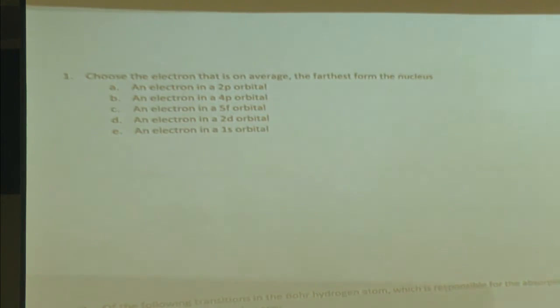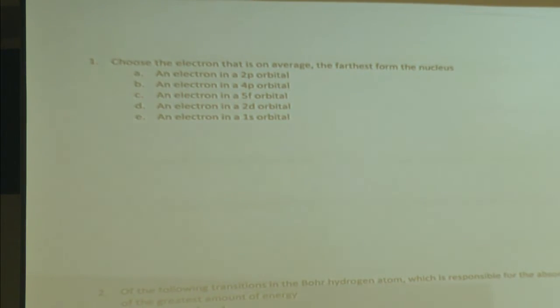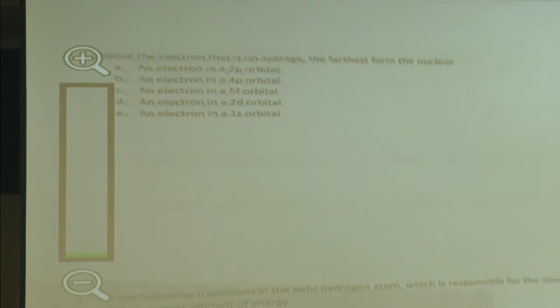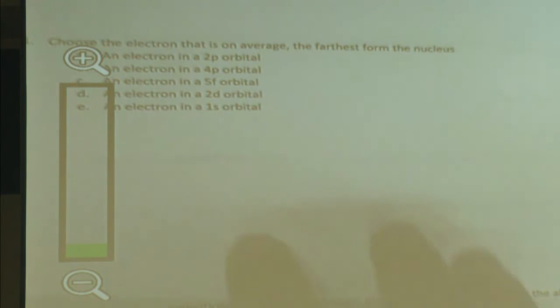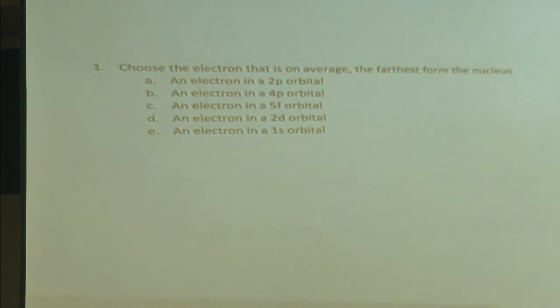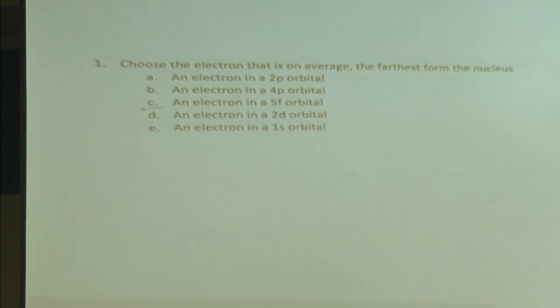Okay, so choose the electron that is on average furthest from the nucleus. What is the closest orbital to the nucleus? S, so 1s. So what would be the furthest? The largest number and the largest letter. So we go and try to find that, and we see, yeah, an electron in the 5f orbital.